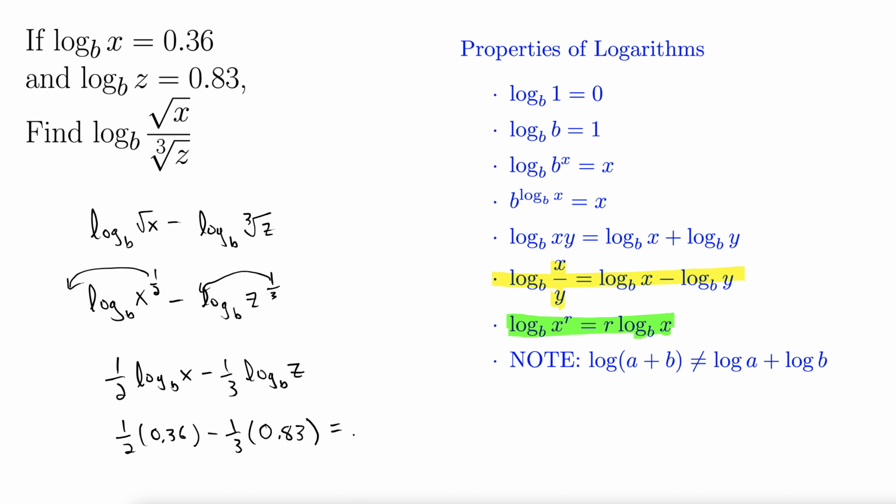Turns out you get negative 0.096 repeating. And depending upon what the specific question wanted, you could round that or not. I'll just leave it as repeating in this case, and that does the trick.